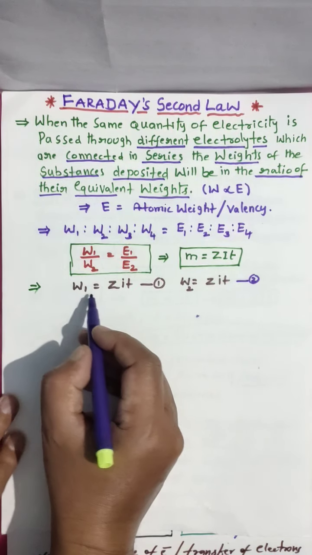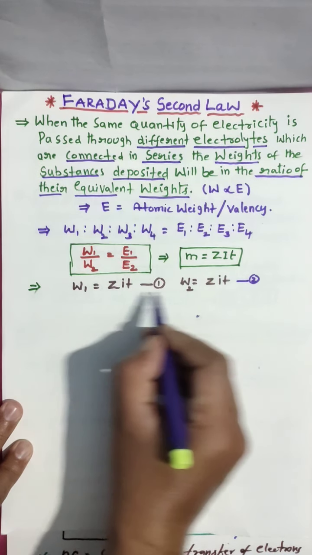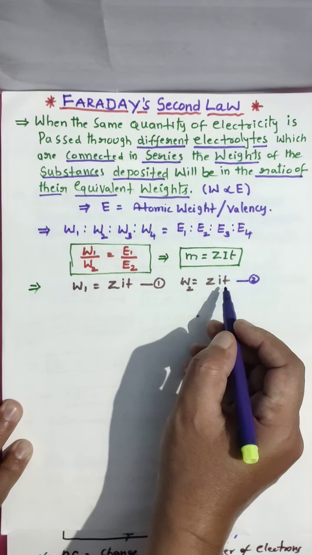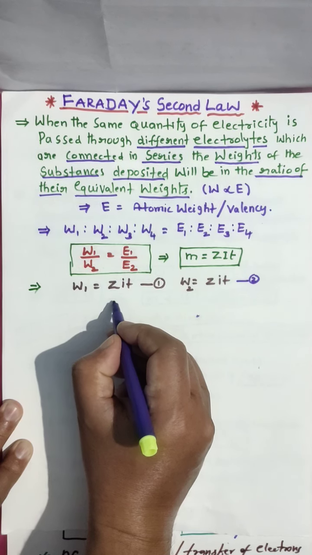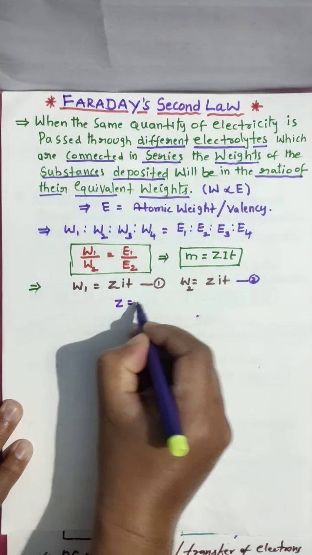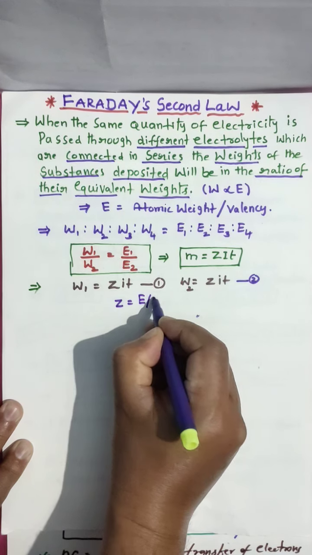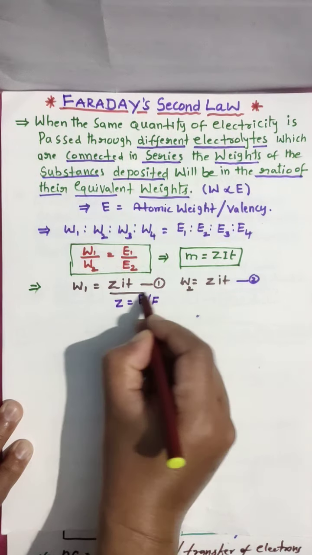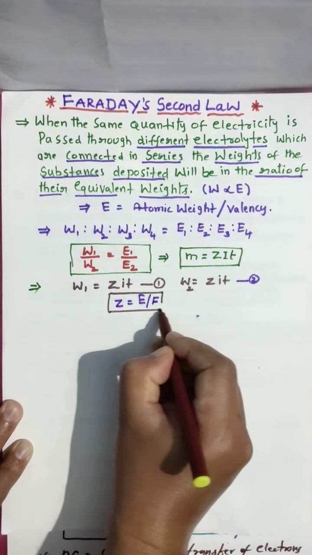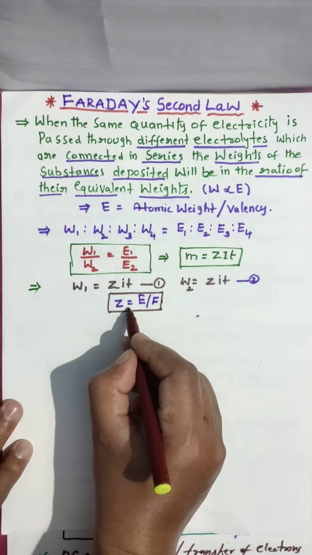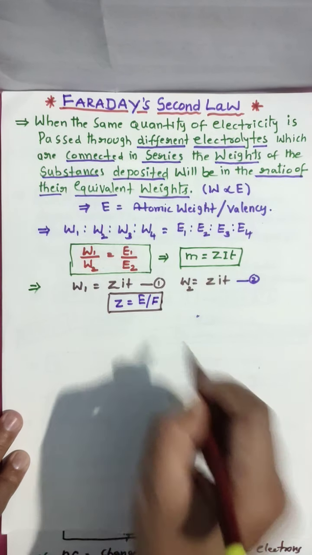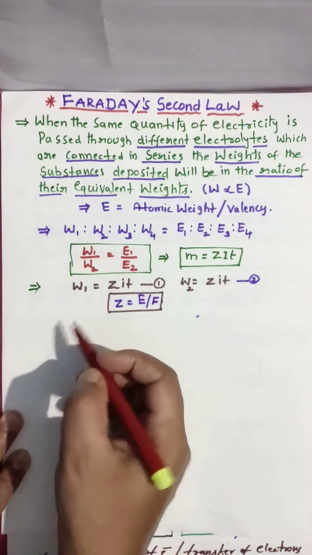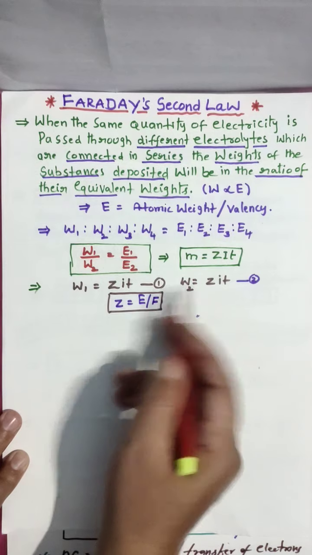That's why this is the formula. W1 equal to ZIT, Z constant. W2 equal to ZIT, here Z is constant. These two equations we know already. But you know the Z formula already. Z equal to E by F. This is the formula we have already. Electrochemical equivalent weight equal to equivalent weight by Faraday. By using this, we can derive the formula from these two. Let me substitute this value in these two equations.